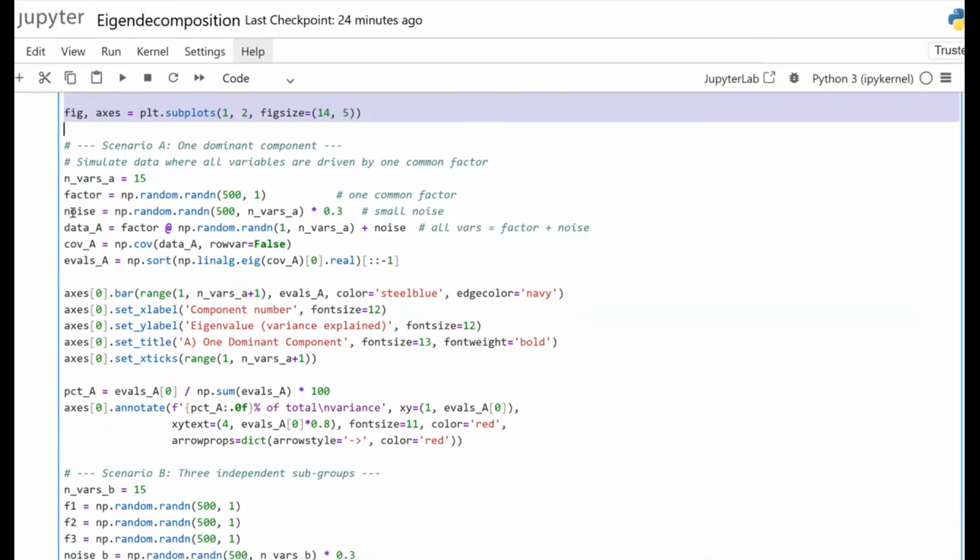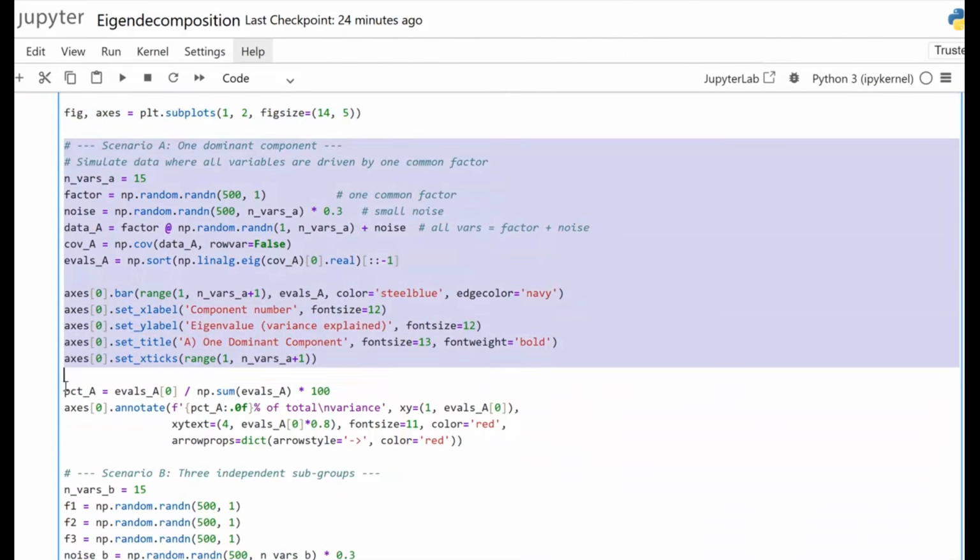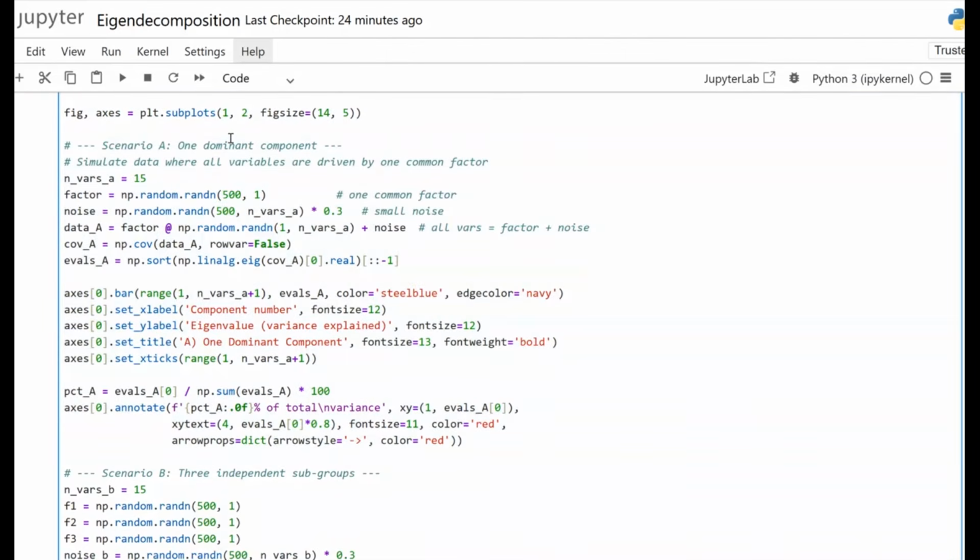So here we just go to scenario A. Yes, kindly just observe, this is one dominant latent factor. And here we are just going to do our data generation. Yes, kindly just observe. From this, we construct a rank 1 signal and noise model.